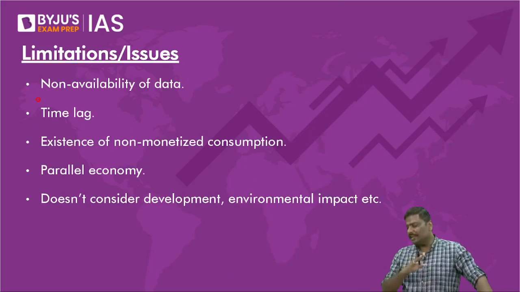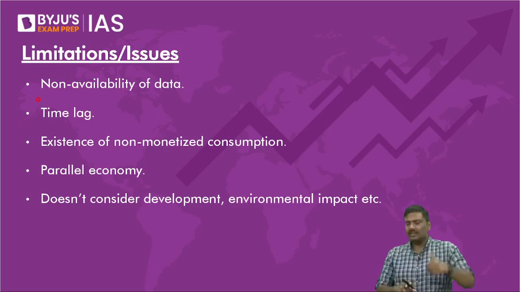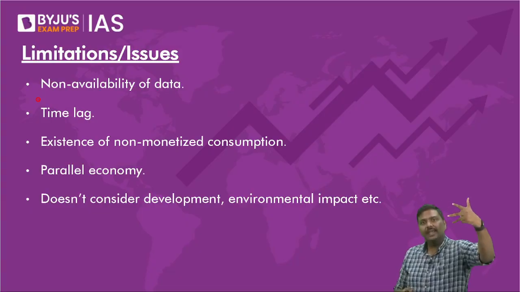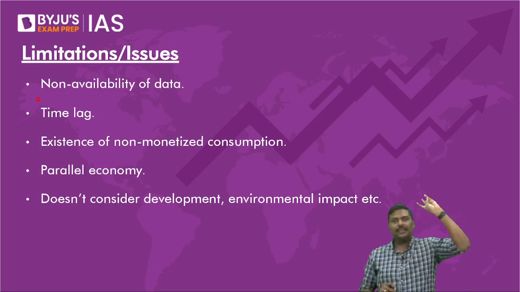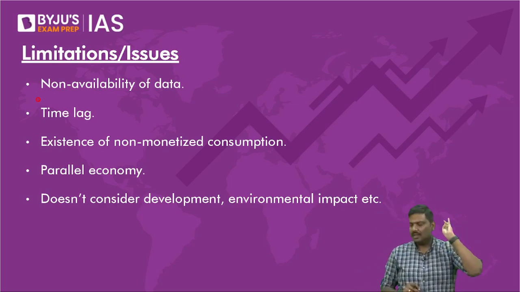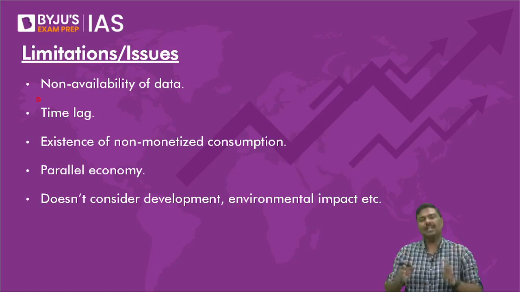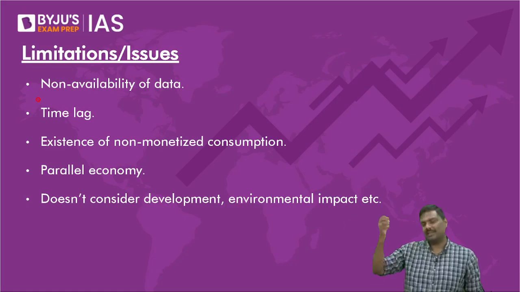Any difficulty, please do let me know now. These are the 5 indicators I wanted to discuss: GDP, GNP, NDP, NNP and NNP at factor cost. So why factor cost? Why are you talking about factor cost? Simple. We are calculating GDP at market prices.